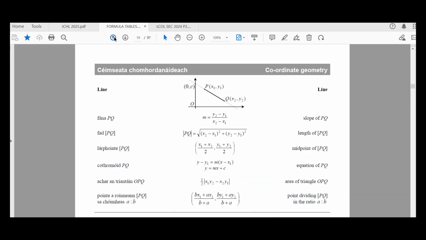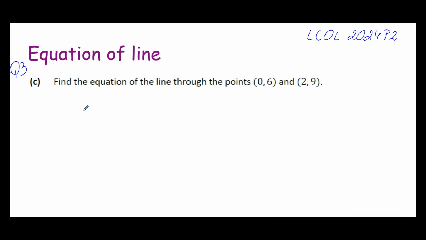So we open coordinate geometry. There it is, page 18. And here we have a formula that talks about the equation of PQ, and PQ is the line. So we have two choices. By default, you can always go for the first choice, because the majority of the time we don't have the information for the second one. Usually the information we have is for the first formula. So let's consider that formula.